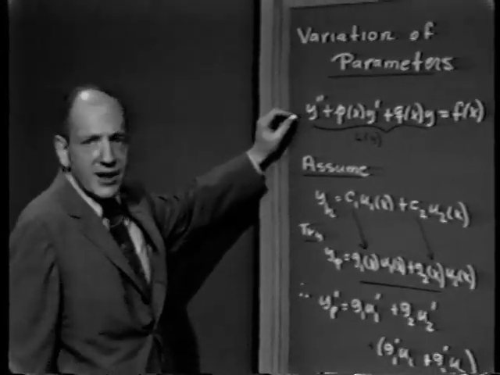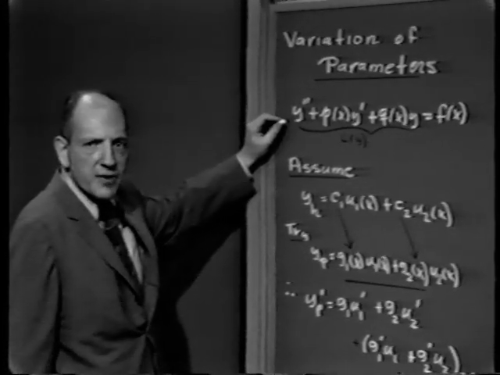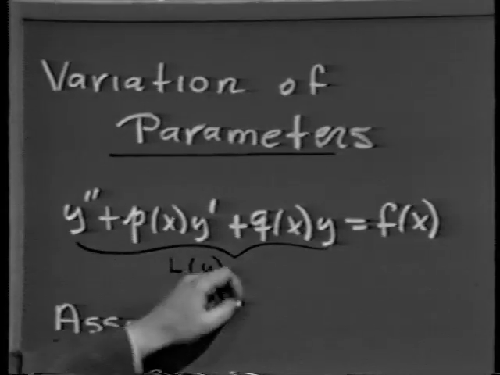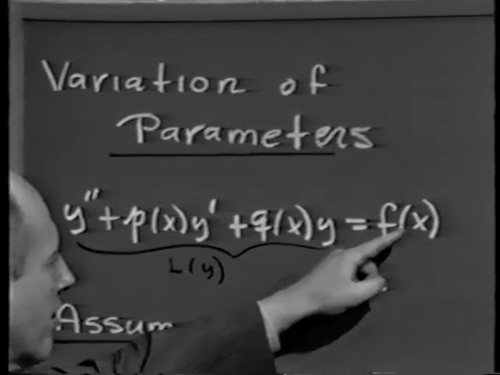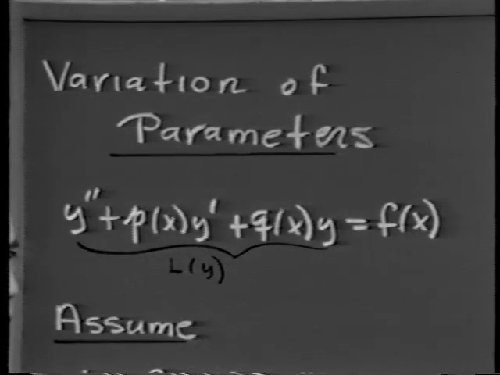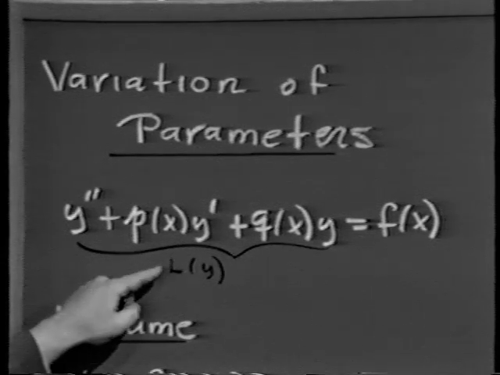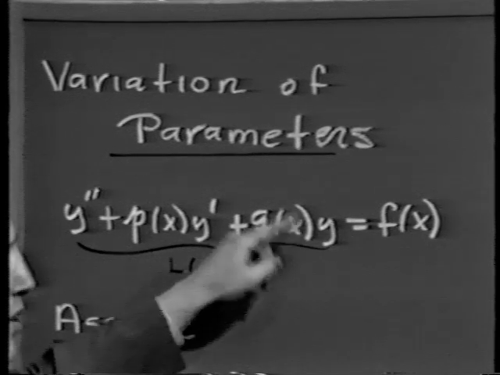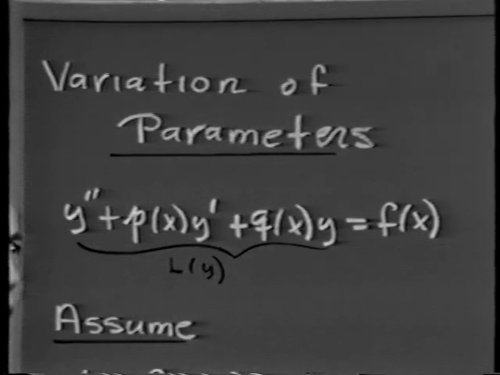Let's suppose, and again we'll stick with our second order equation for purposes of illustration, y double prime plus p of x, y prime plus q of x, y equals f of x. We're given that equation, not necessarily constant coefficients. And what we're assuming is that the solution of the homogeneous equation, L of y equals 0, is known in full. In other words, we know the general solution.